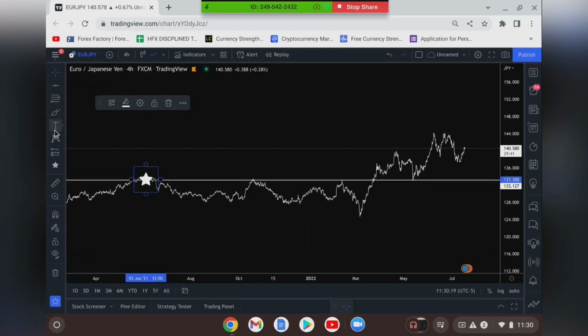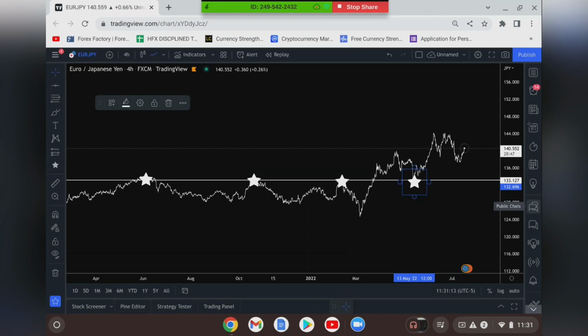We have it one time here, another time here, another time here, and another time here. So we actually have 4 touches to this area, okay? That lets me know that this is a pretty strong area within the market. And in order to continue to mark up support and resistance zones, you just want to continue to look for more areas like this, okay?